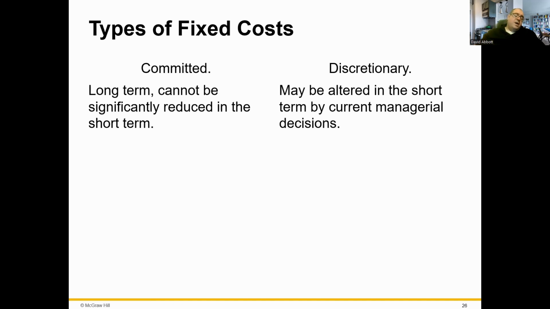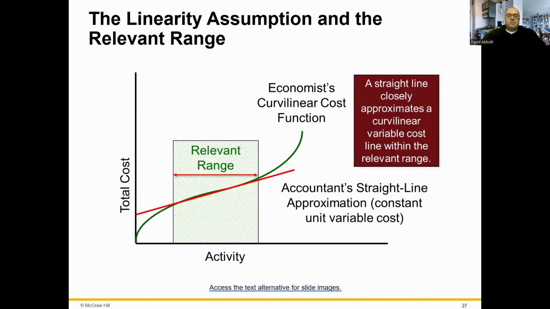So examples of fixed costs are going to be committed, which are long-term costs. They cannot be significantly reduced in the short term. Then we have discretionary fixed costs. Those are costs that may be altered in the short term by current managerial accounting decisions. Okay.